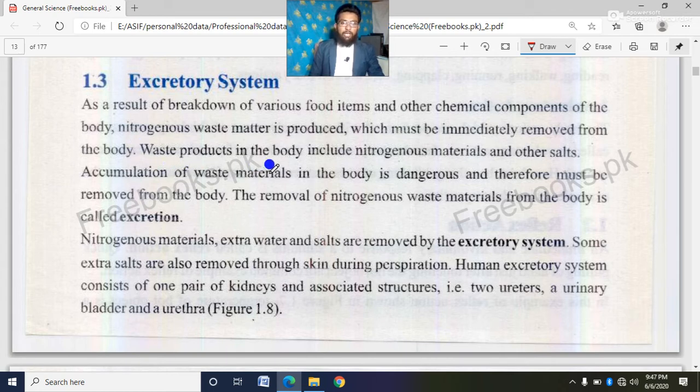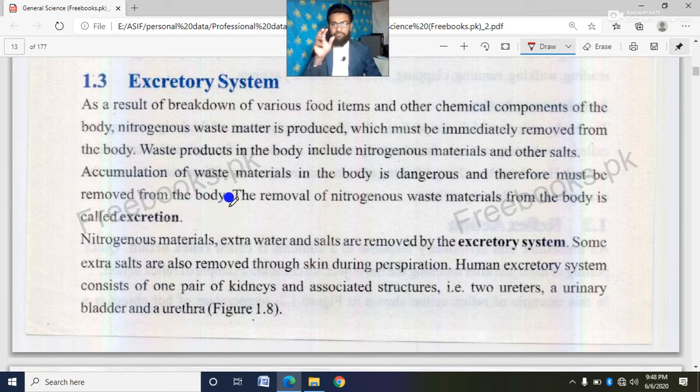Cadets, waste products in the body include nitrogenous materials and other salts. There are different components present in the nitrogenous waste material. There may be salts or other things that need to be removed from our body when they are in excess. Accumulation of waste material in the body is dangerous and therefore must be removed from the body.